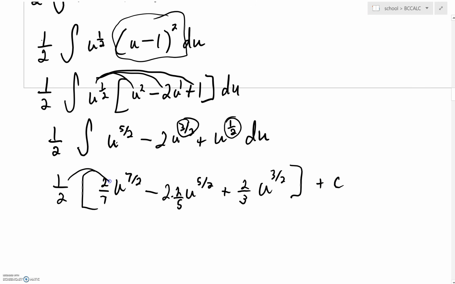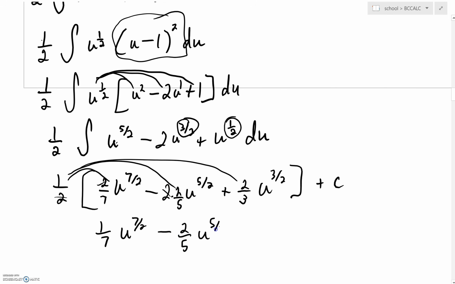You know, I'm going to distribute a 1/2 in here too. Here, the 1/2 kills the 2. We'd have 1/7 u to the 7/2. One of these 2's is going to be canceled. You can think of it that way. You'd be left with a minus 2/5 u to the 5/2. The half distributing here would kill this 2, so we'd have 1/3 u to the 3/2 plus a constant.